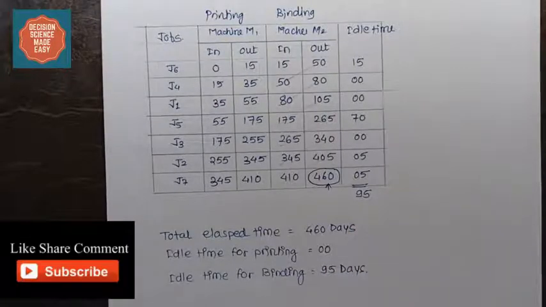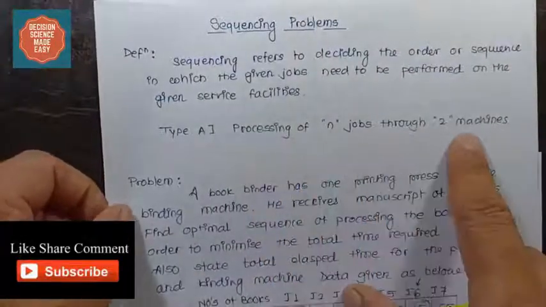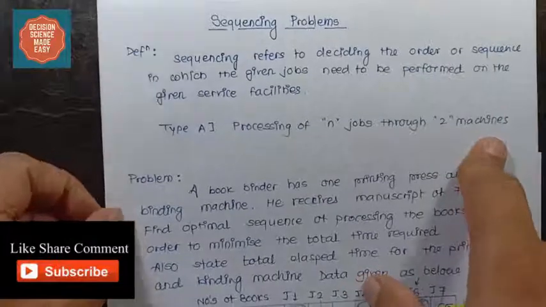So this is how we need to solve a sequencing problem with respect to processing of n jobs through two machines. Thank you so much for watching.